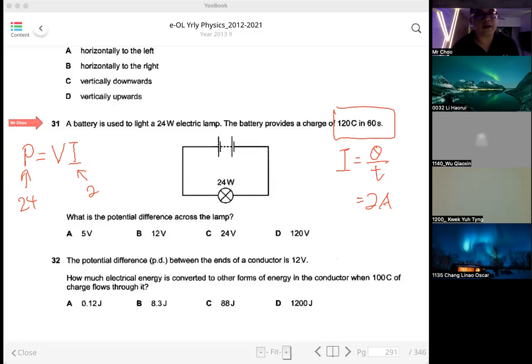Then you need to find the potential difference using this formula, P equal to VI. Is there any other way to do? There is no work done down here, right? Yeah, that's the only way to do. Okay, so if you are clear about this, give me a yes reaction.